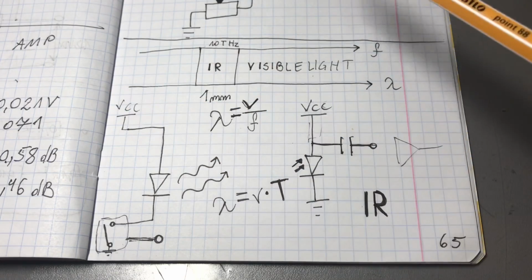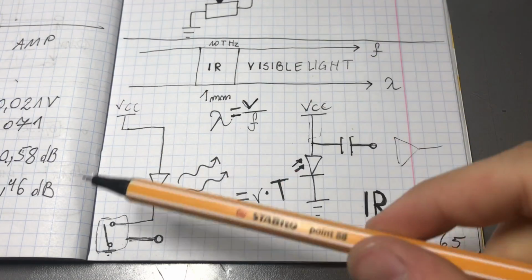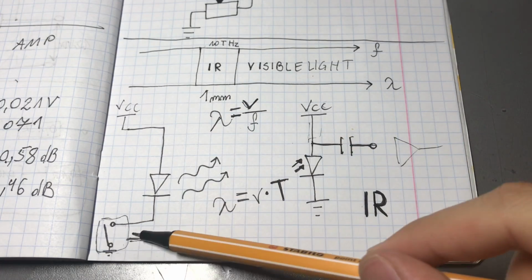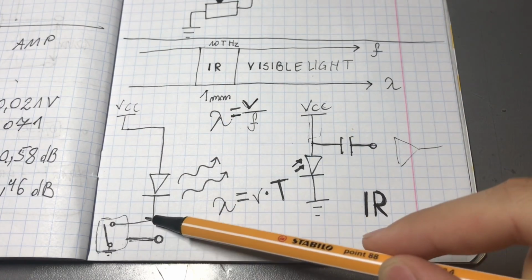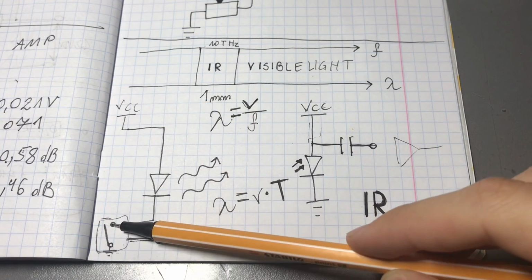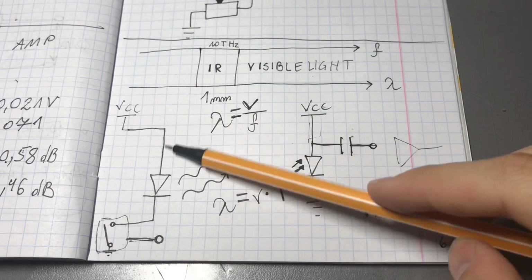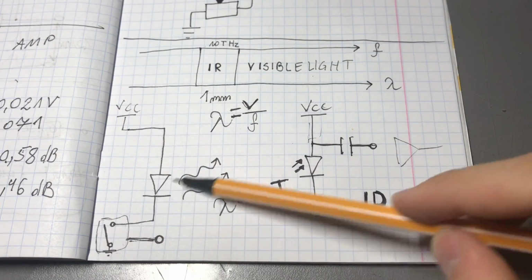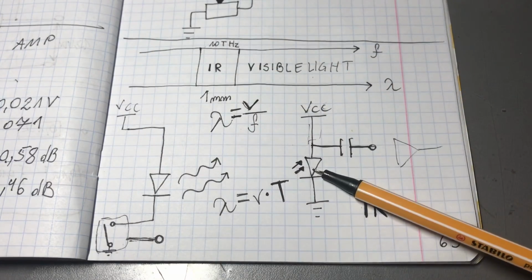And then we need to create AC. The easiest component to create AC from DC is a transistor, so depending on the input signal, we just connect and disconnect our little transmitter to ground, so the electricity flows through the LED and creates our infrared light. Then we need to receive it.